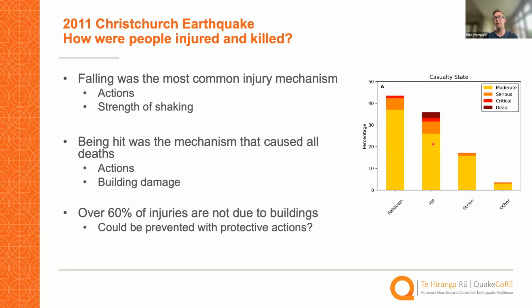Now, if we look at the fatalities, this is nearly exclusively, apart from one or so, all from being hit. So we can see that injuries are generated by falls, strains, and hits, but fatalities are really from being hit by items.